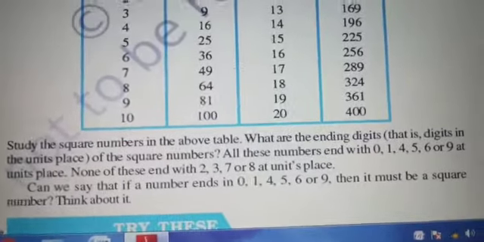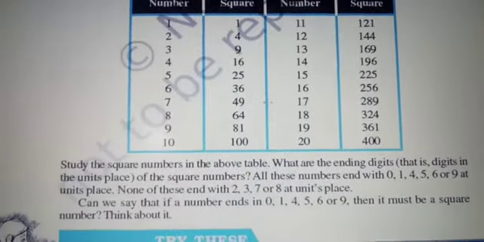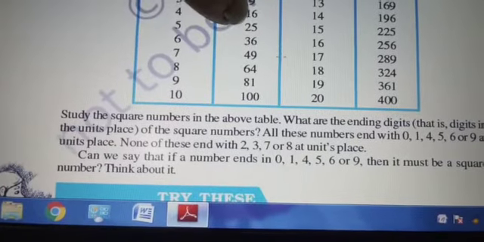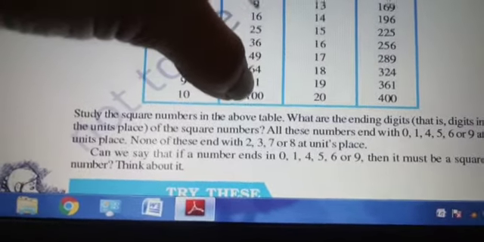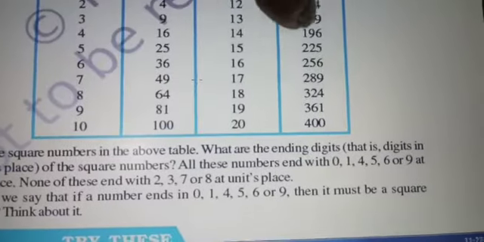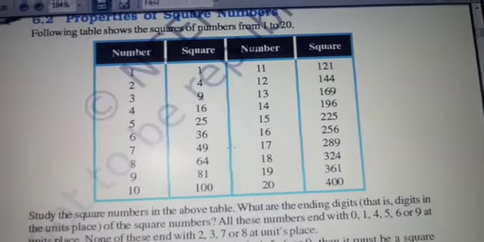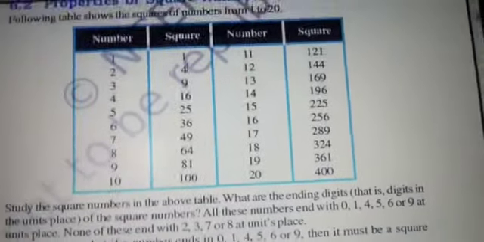If 2, 3, 7, 8 comes, then it is not a square number. You can check in any square number. See, these are the square numbers, right? See, one, you can check it. Only 0, 1, 4, 5, 6, 9 will be coming in that. You can check in your textbook. Okay, so square numbers end with 0, 1, 4, 5, 6, 9.